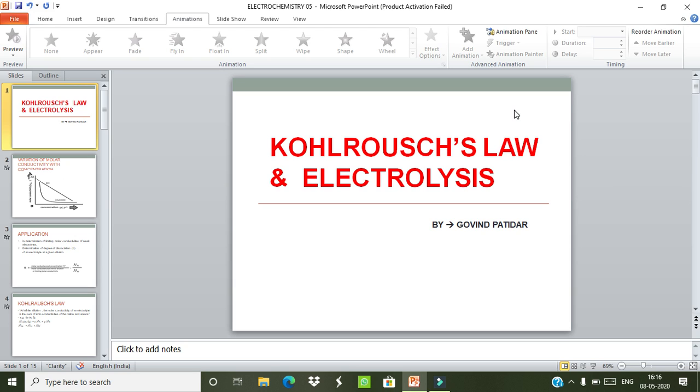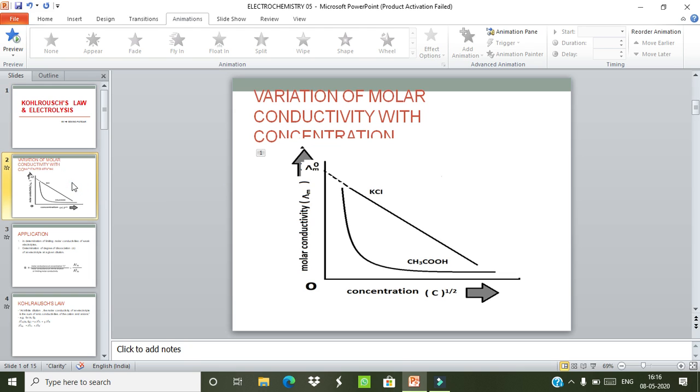So today we discuss Kohlrausch's law and the laws of electrolysis, better known as Faraday's first and second law. First we start from the variation of molar conductivity with the concentration. This is our previous class lecture topic.